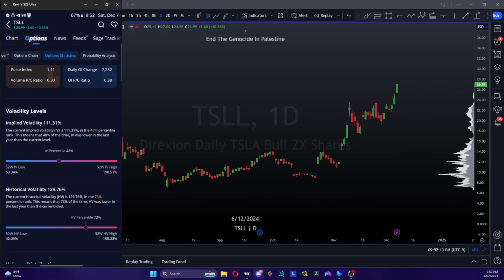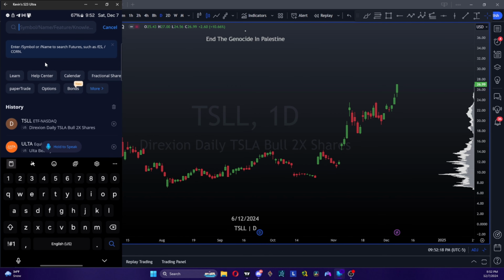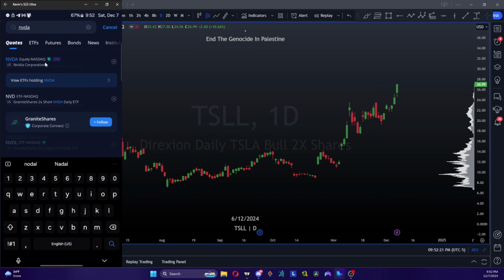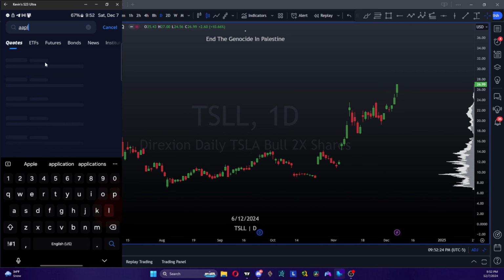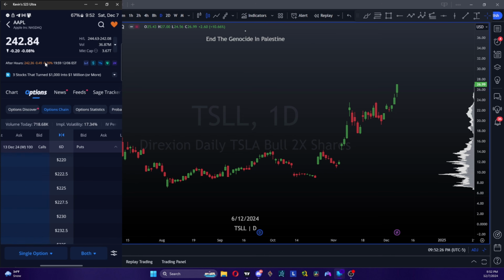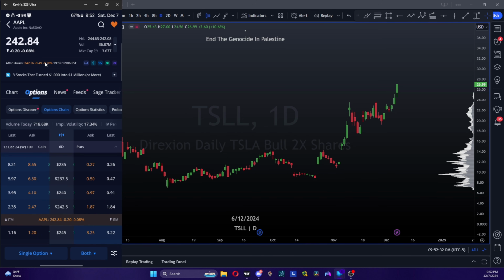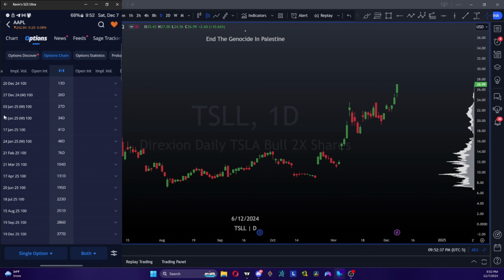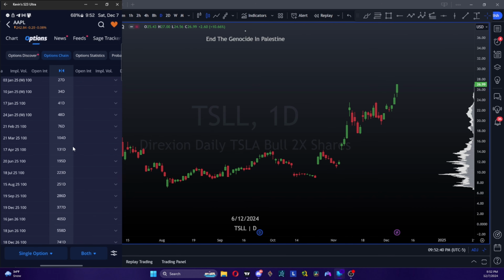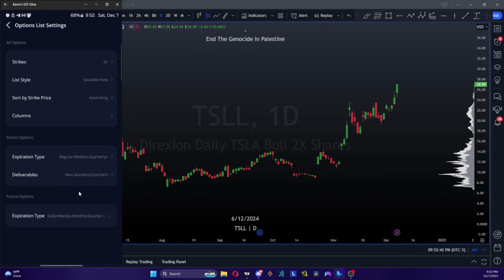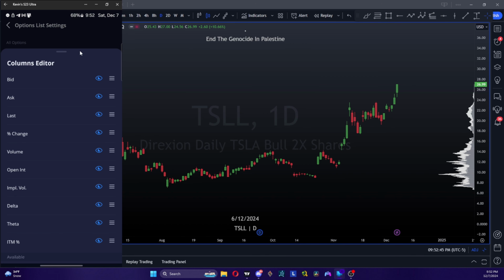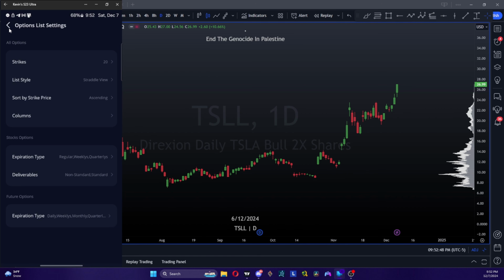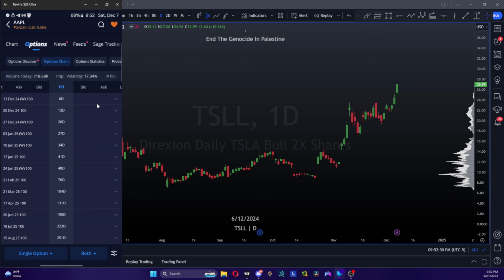Let me see if I can show it here on the option chain. Let me do Apple. I know Thinkorswim shows this. I don't know if Webull shows this, maybe Webull shows this and I don't have the setting on. I'm not exactly sure. But for each expiration, there are actually different volatilities.